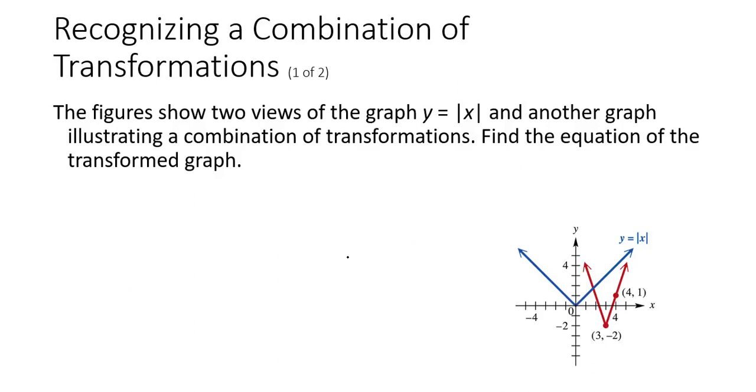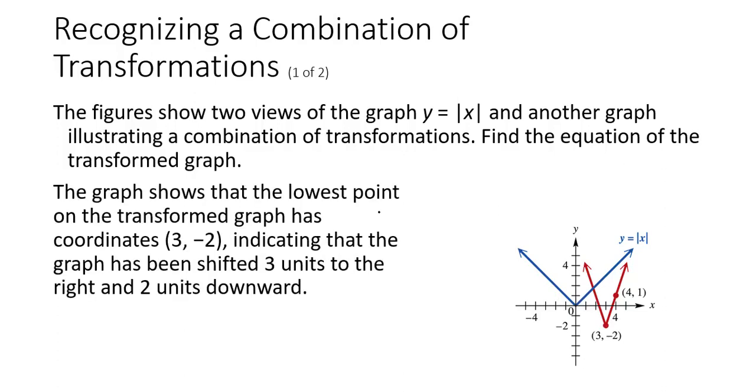The figure shows two views of the graph of y is equal to absolute value of x. One is y is equal to absolute value of x, and another graph illustrates a combination of transformations. We want to find the equation of that. Okay, so a lot of things are happening here. Let's take a look. The origin shifts from 0 to 3 and minus 2. So from 0 go all the way to 3 and minus 2. That means that you're shifting this graph to the right 3 units, and you're shifting it down 2 units.